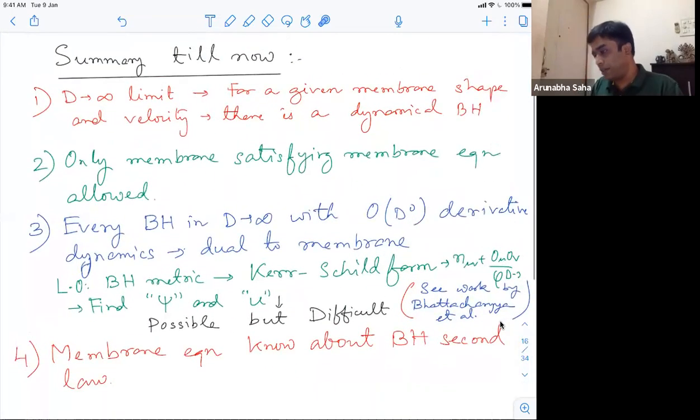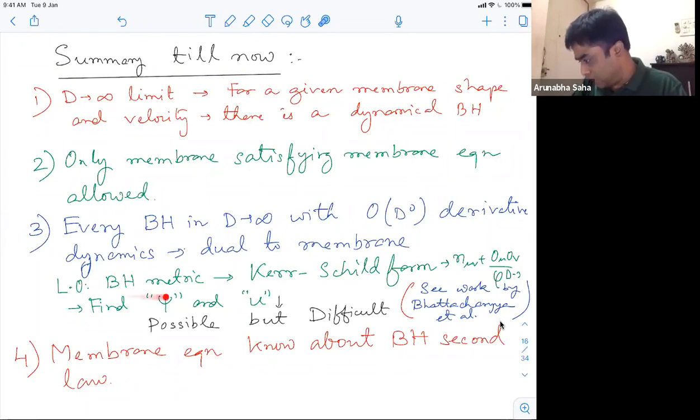But what is the summary till now? That in the D goes to infinity limit, for a given membrane shape and velocity, there is a dynamical black hole. And the point is, only membranes satisfying the membrane equations are allowed. Otherwise, this leads to non-regular black hole solutions, which are not even black hole solutions. But the point is that every black hole in D goes to infinity with order D^0 derivative dynamics is actually dual to a membrane. Now, how do we see that? I have not proved it, but this is easy to see. In principle easy to see, not very easy to prove.